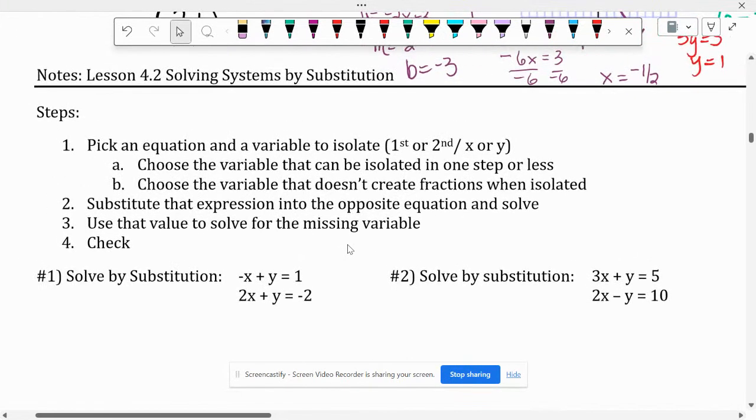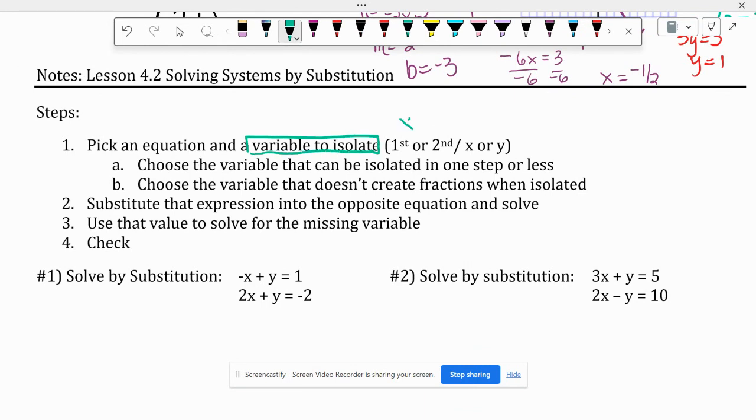Solving systems using substitution. So the first thing you do is pick an equation. You always want to pick an equation that has one of the variables isolated, meaning it has an x all by itself or a y all by itself, or choose an equation that you can isolate the variable with one step. Maybe you have to subtract it. So you really want to look for x equals or y equals.